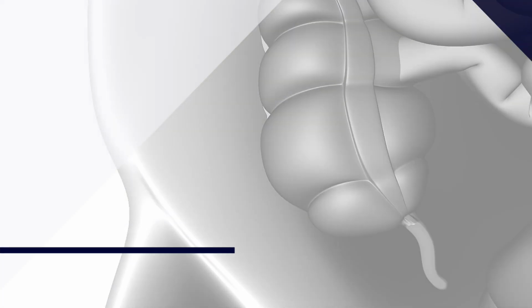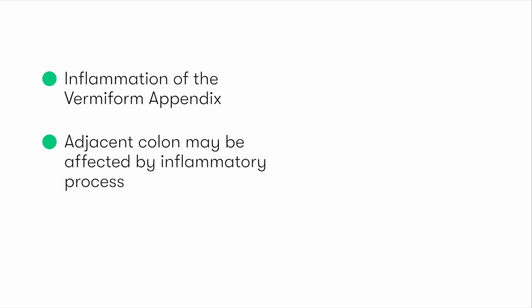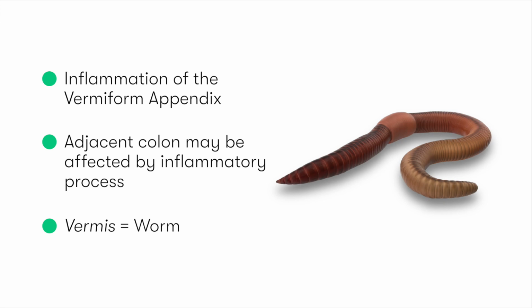So first of all, what is acute appendicitis? Well, it's defined as inflammation of the vermiform appendix. However, this inflammatory process may extend beyond the appendix to affect the adjacent colon. For those of you who aren't aware, the appendix is named vermiform due to its resemblance to a worm, which in Latin is vermis.